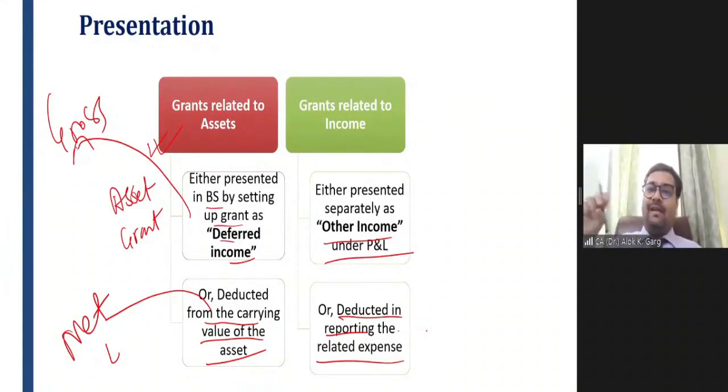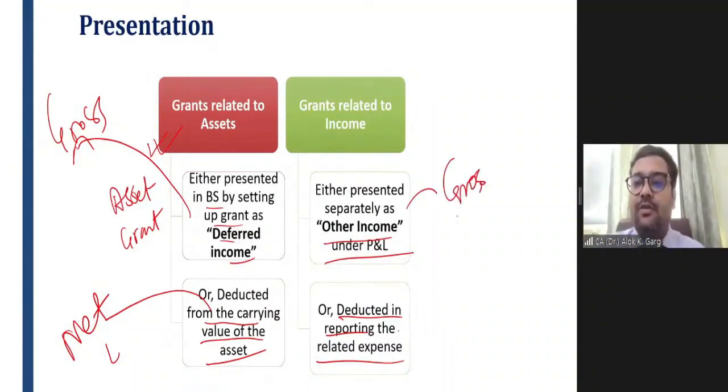45 lakh minus 50 lakh, negative 50,000. So this negative 50,000 will go to other income, but the expense will be shown at a zero value. Okay. Again, this is known as a gross approach. This is known as a net approach. Okay.